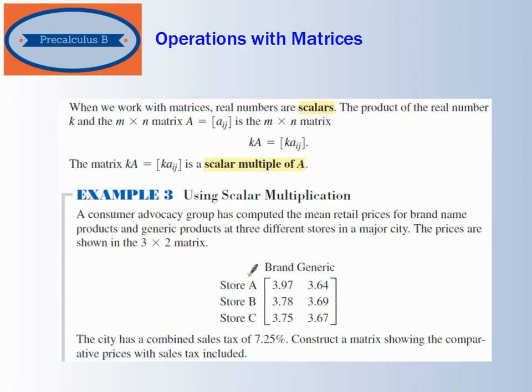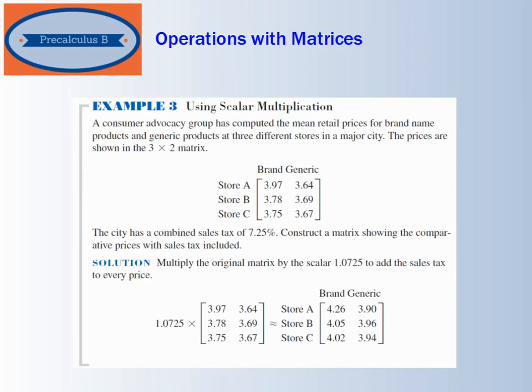All right, so essentially all we would do is we would multiply each element in the array by 1.0725. The reason why it's this is because 7.25% as a decimal is that value. And so we would have to multiply by 1.0725 because we want to add in that additional tax percentage. All right, so when we do that, we're multiplying by that 1.0725 and we end up getting the final result. So 3.97 times 1.0725 gives me 4.26, etc. You're just multiplying each element by the scalar separately.